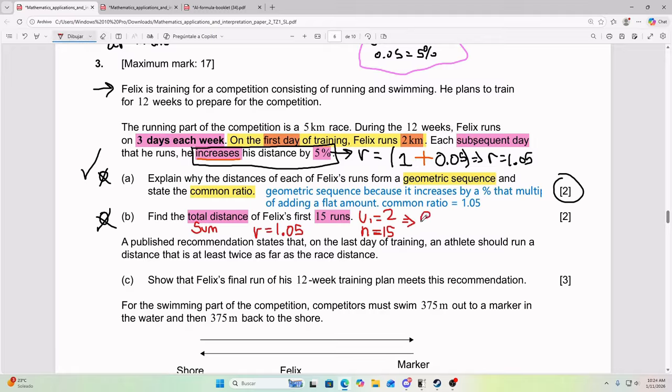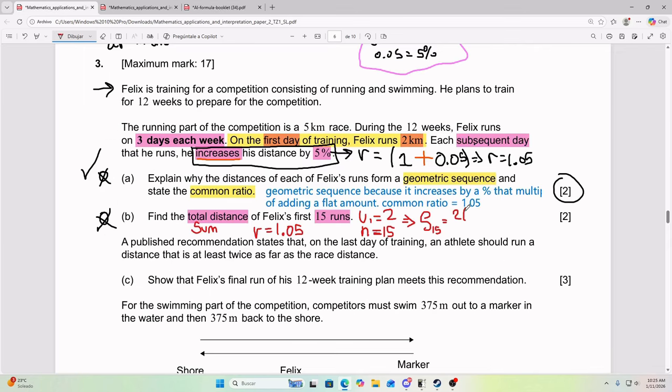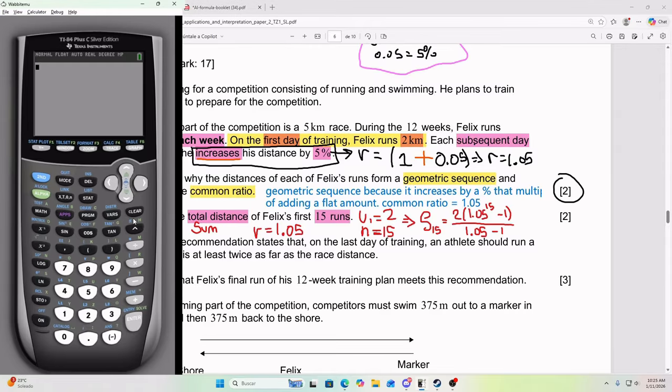So S of n, which in this case is actually S of 15, because we are plugging in n of 15, so the sum of the first 15 equals, I'm going to use this version, U1, which we defined as 2, parentheses r, which is 1.05, to the power of n, so n is 15, minus 1, close parentheses, divide by r minus 1, so 1.05 minus 1. All of this into your calculator should give us the answer.